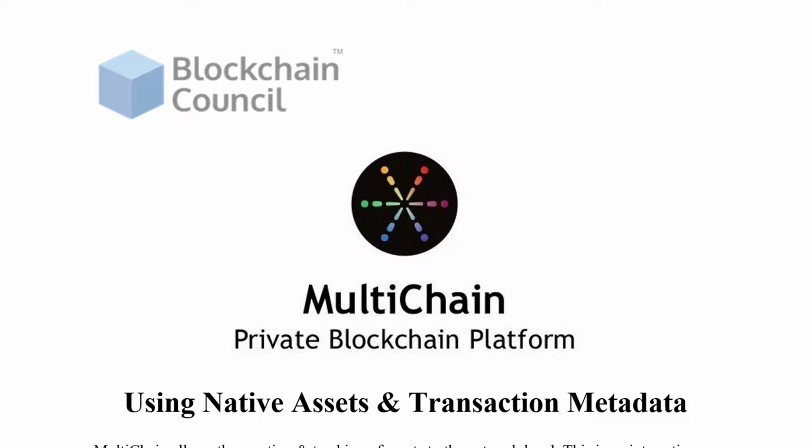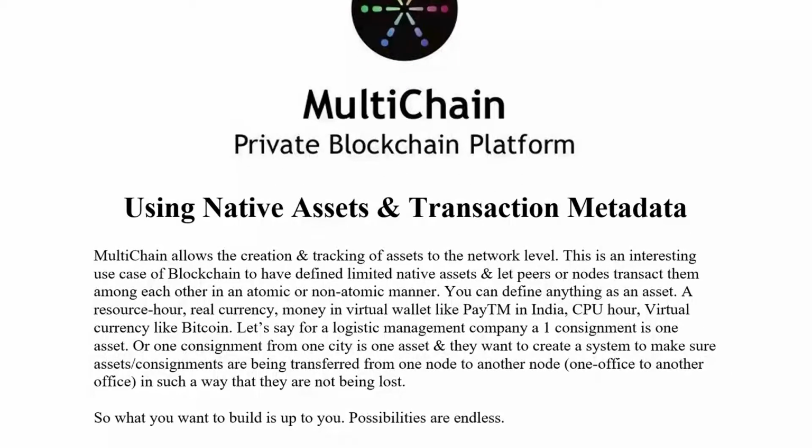using command line. Naturally, the first thing that comes to our mind is what are assets or native assets, and how are they related to blockchain? The multi-chain blockchain allows the creation and tracking of assets at network level. This is an interesting use case of multi-chain to define native assets and let the peers and nodes transact them in an automated manner or in a non-automated manner.